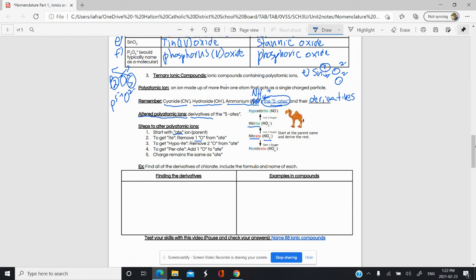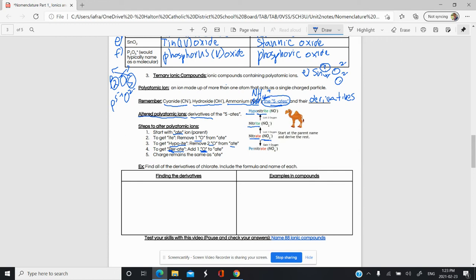If you want to get the hypo-ite version, you remove 2 O's from the ate. So for example, I have nitrate as NO3 minus. If I want to get hyponitrite, I remove 2 O's from NO3, which is NO minus. You can also get what's called a per-ate version. Per means 1 more, so you add an O to the ate version. So if I want pernitrate, I would simply do NO3 minus, put an extra O there, NO4 minus. Charge stays the same. So you can do that for all of the 5 eighths polyatomic ions.